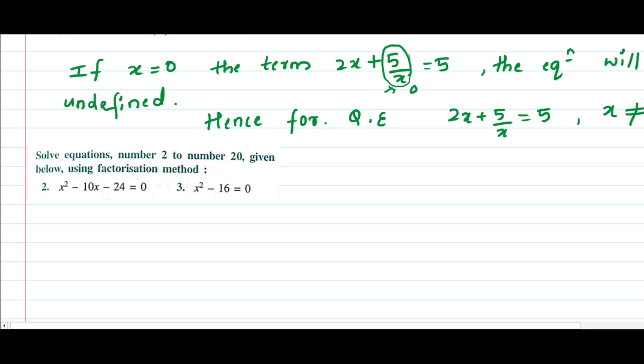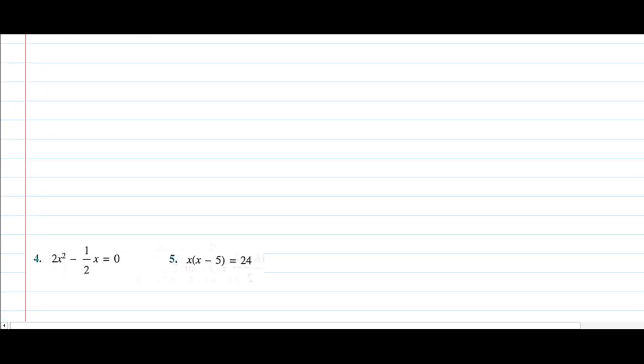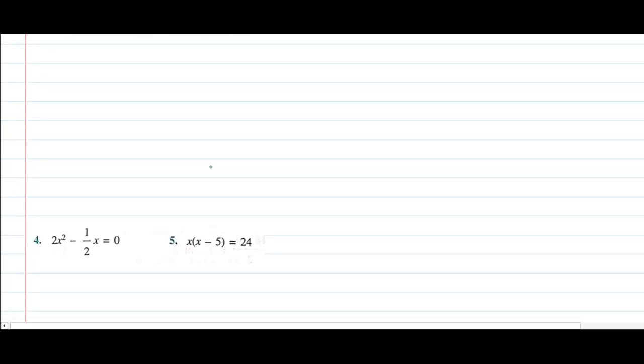So hence option 1 is correct. I hope this is clear for everyone. Next, solve equations, that is number 2 to number 20.